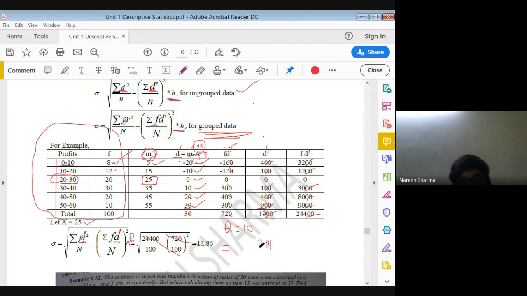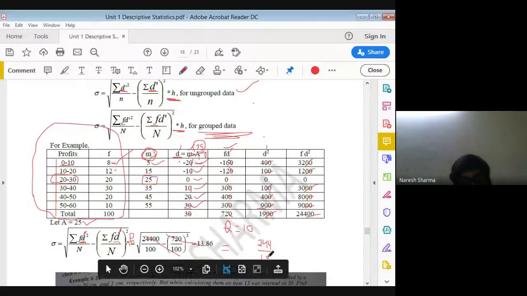So for this, fd dash square is 244, divided by n, that is 100. Total frequency is the same. Minus, summation fd dash is 72, divided by 100, square and under root, multiplied by your size h, that is 10. So once you solve this, you get the same result. You can try using a calculator.